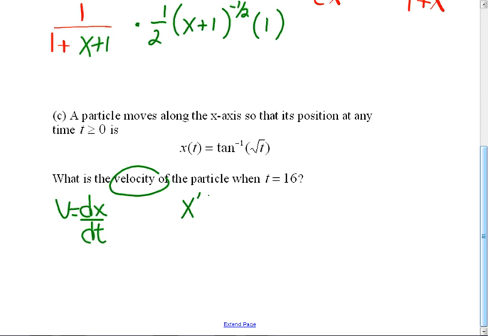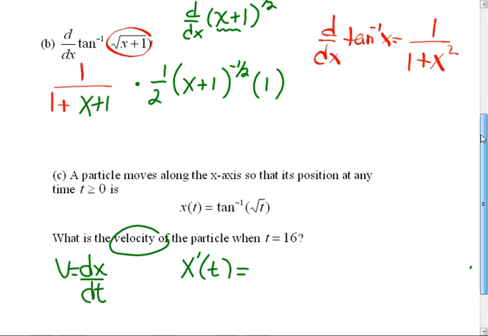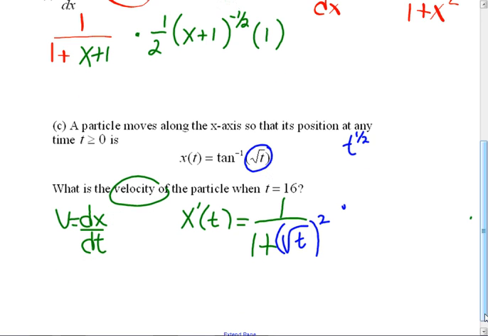So what's x prime of t? Well, it's the derivative of this. I don't have it in front of me, though. There it is. So it's 1 over 1 plus x. What's my input here? Square root of t squared. So it's just 1 plus, okay, square root of t squared, which is just 1 plus t, right? Times, chain rule, and then it's t to the 1/2. It's just like what we just did. It's what? 1/2 t to the what? Negative 1.